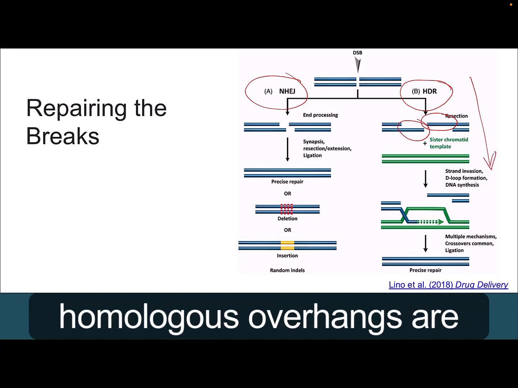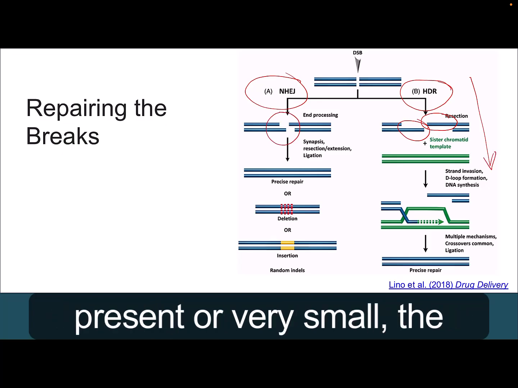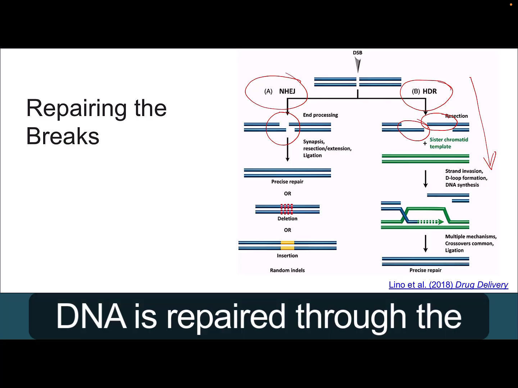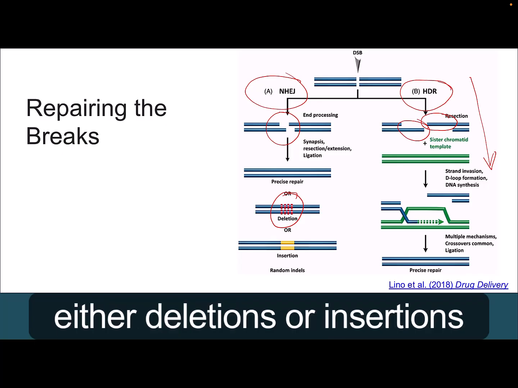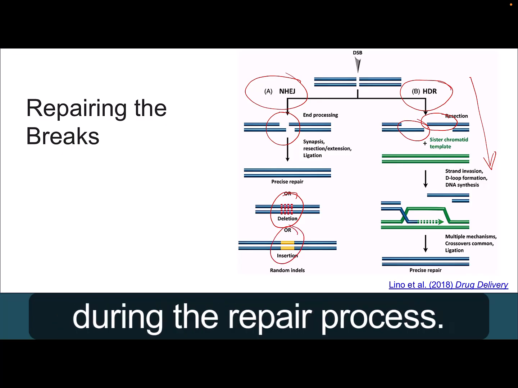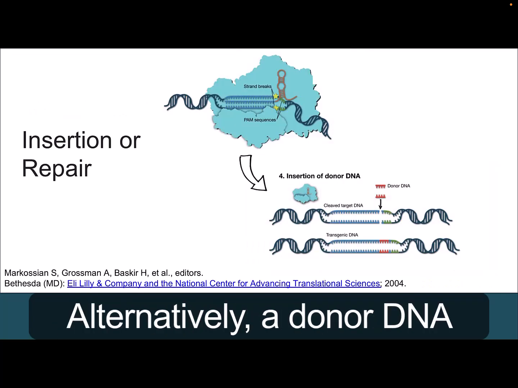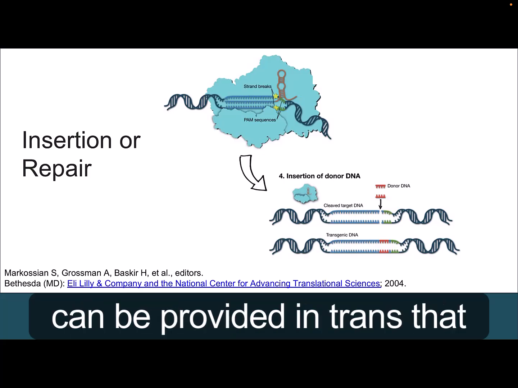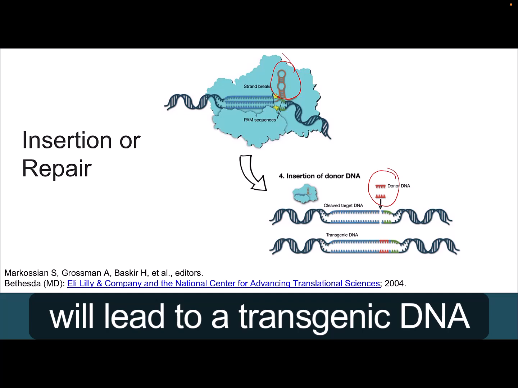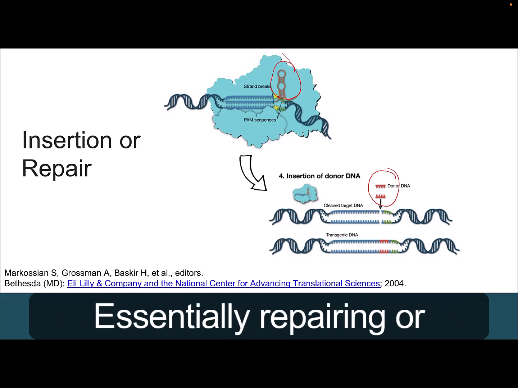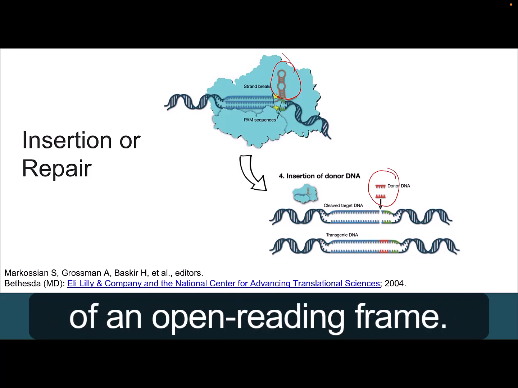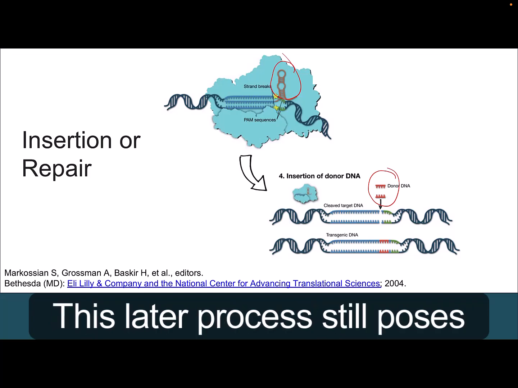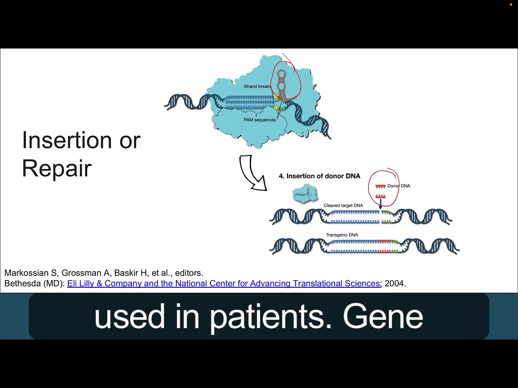If no homologous overhangs are present or are very small, the DNA is repaired through the non-homologous end joining pathway. This can generate either deletions or insertions during the repair process. Alternatively, a donor DNA can be provided in trans that will lead to a transgenic DNA being created, essentially repairing or replacing a damaged portion of an open reading frame. This latter process still poses many challenges to being used in patients.